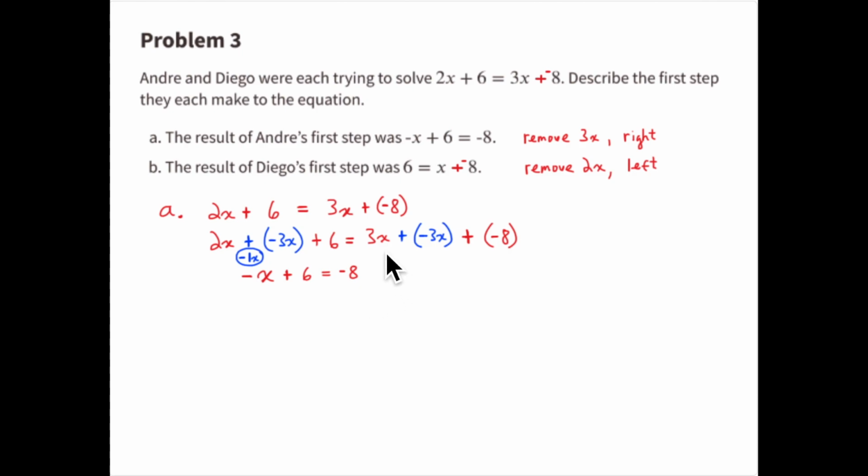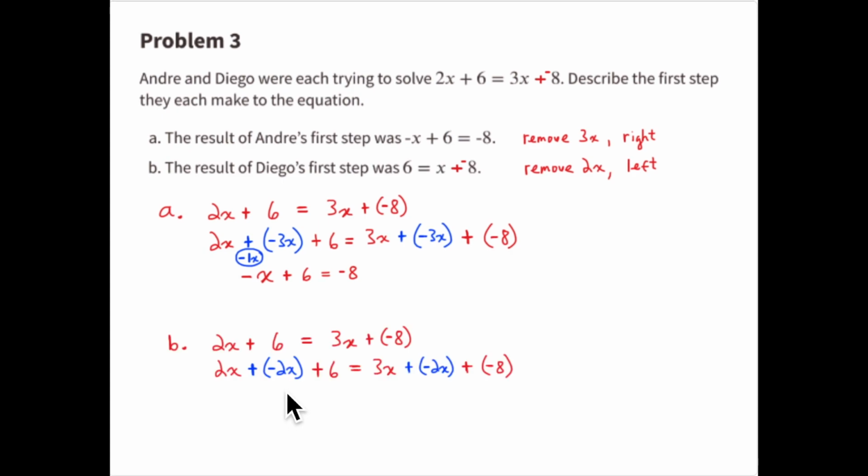And on the right side, 3x plus a negative 3x, this is the additive inverse of 3x. When you add them together, they equal 0. So this becomes just a negative 8 on the right side. I could write this as 0 plus negative 8, and then it becomes negative 8.